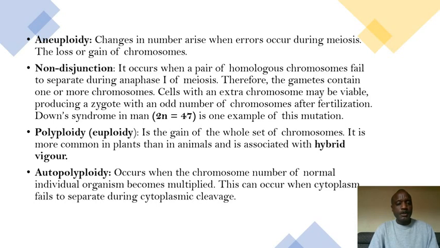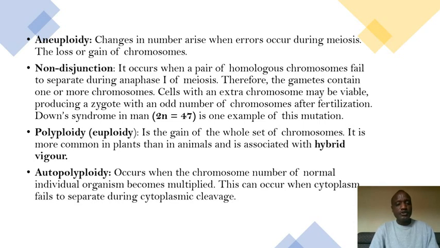Last time we finished on different forms of chromosome mutations. Now we still have more forms of chromosome mutation, and here I'm going to take you through all these remaining forms. There is what we call aneuploidy.